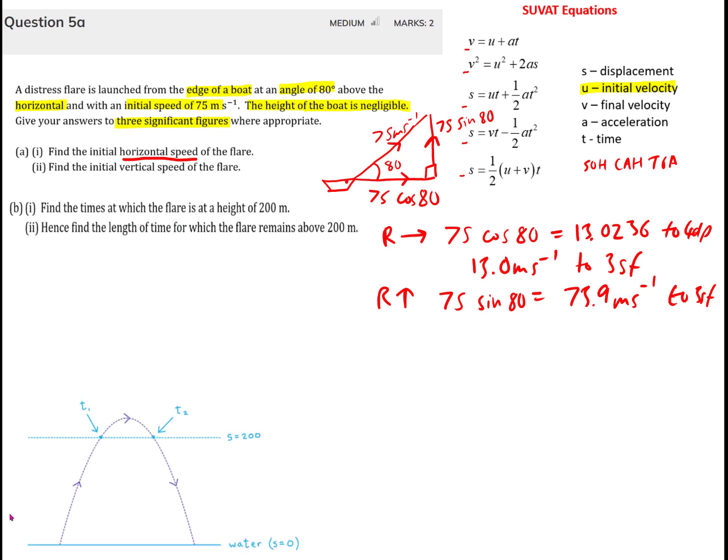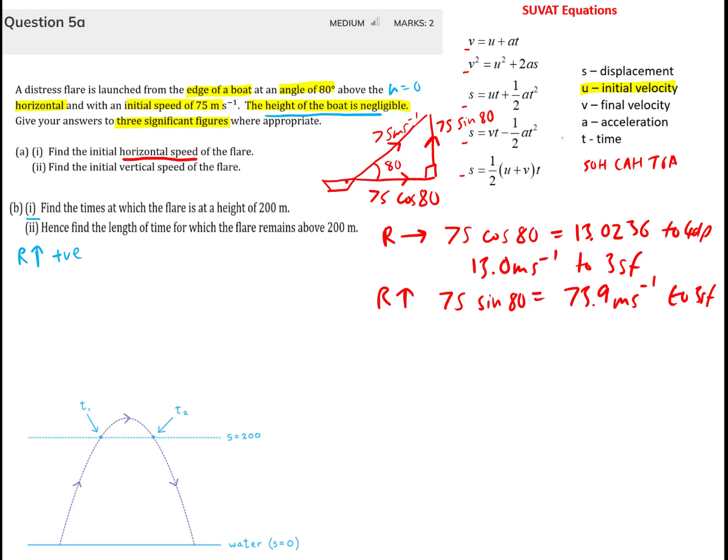So let's have a read at B. Do pause the video whenever you need. Now let's have a look. For B part 1, the height of the boat is negligible, so we can assume it's launched at height 0. H is 0 when it's launched. Now let's resolve that vertically, and up is positive.